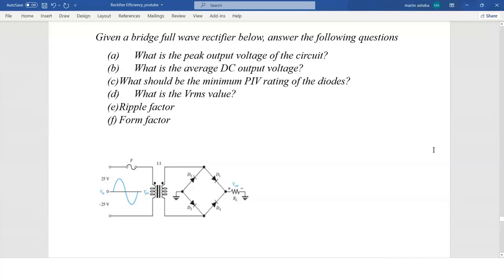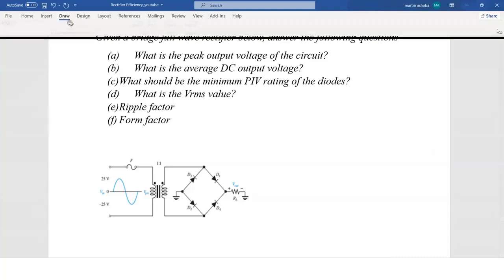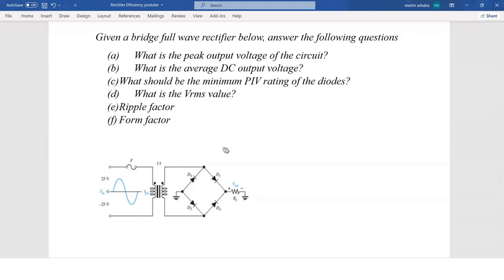Now, in this discussion, we are going to be looking at how we can answer the following questions. Given a bridge full wave rectifier below, answer the following questions. What is the peak output voltage of the circuit? What is the average DC output voltage, and what should be the minimum PIV rating of the diodes? The VRMS value, ripple factor, and form factor are all to be calculated.